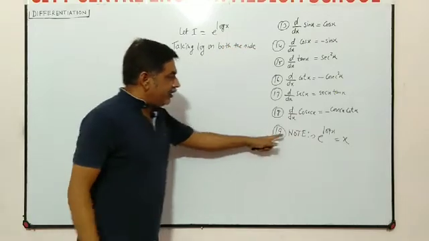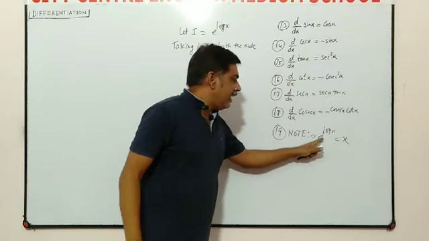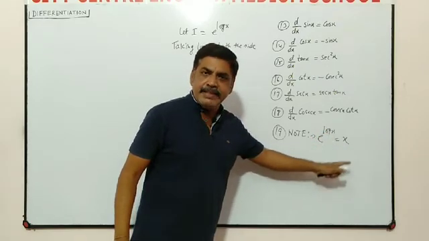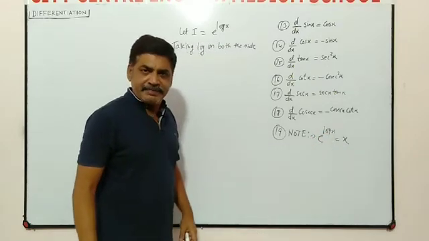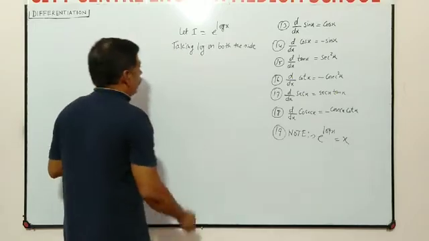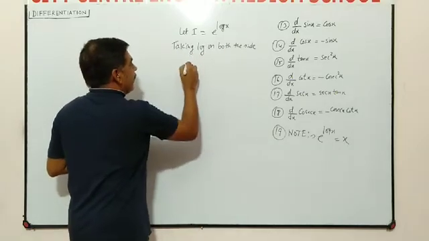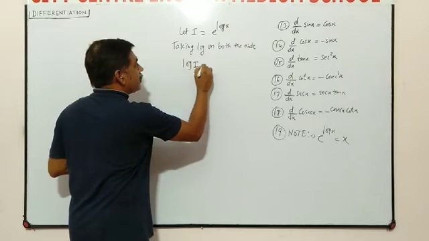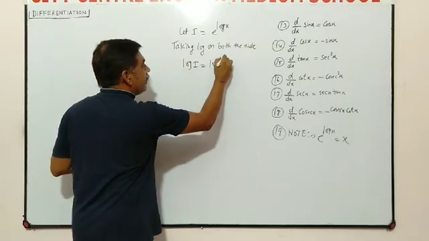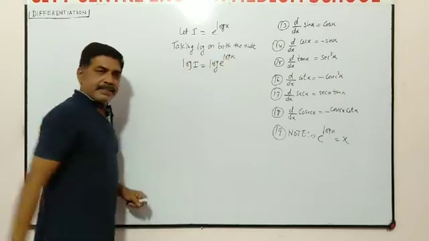Okay, so this is a note. You should know that e raised to log x is always equal to x. Taking log on both the sides, so log I equals log e raised to log x.